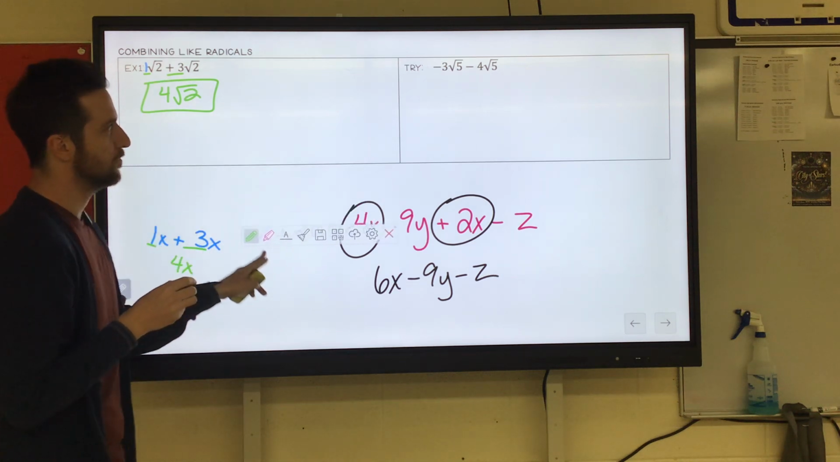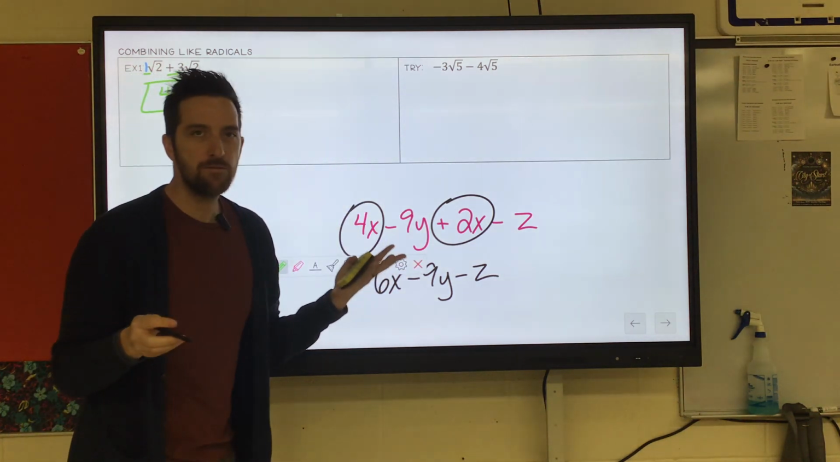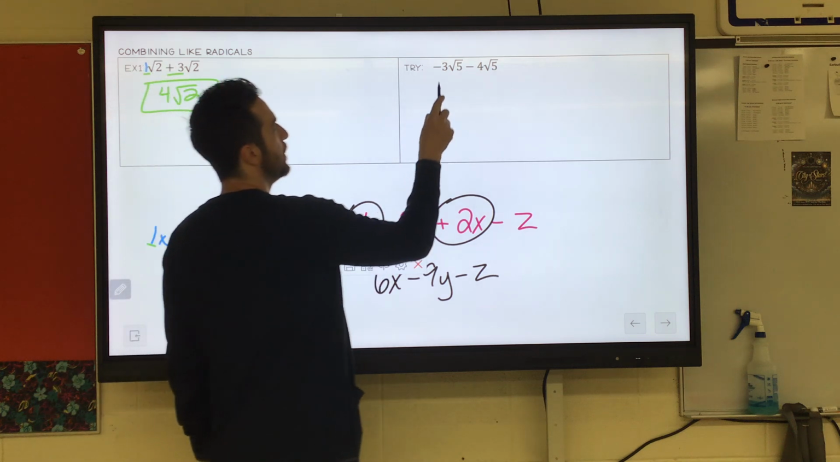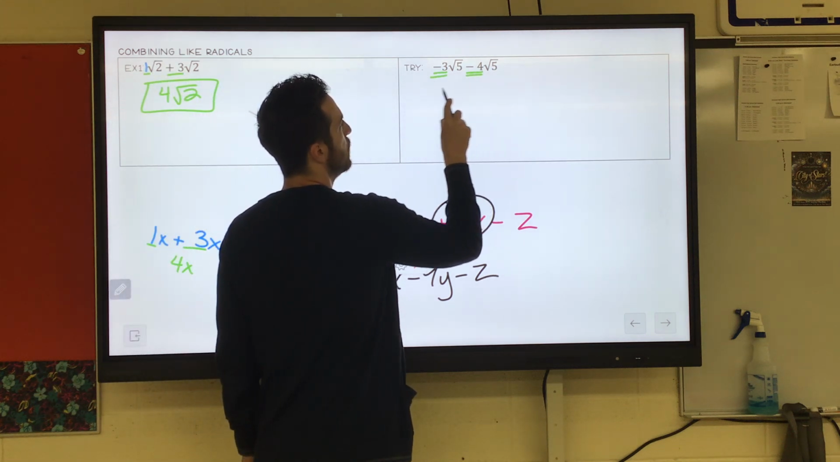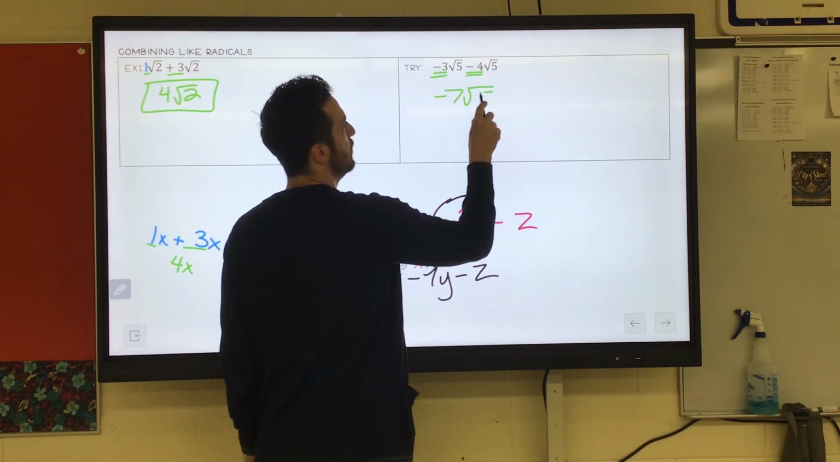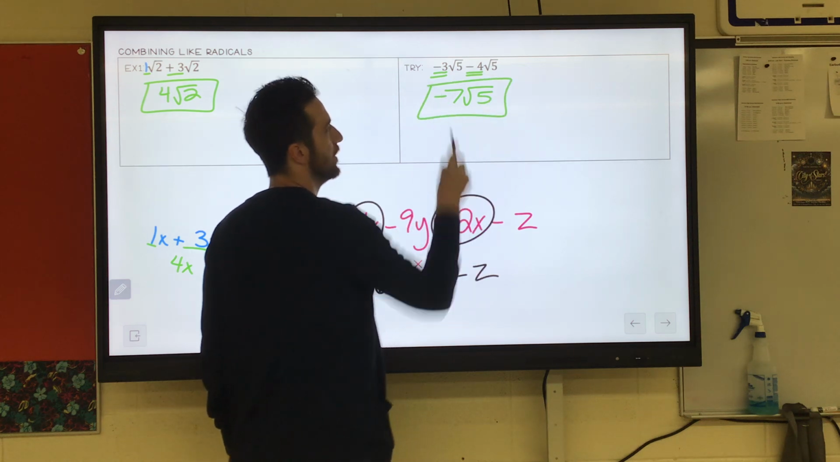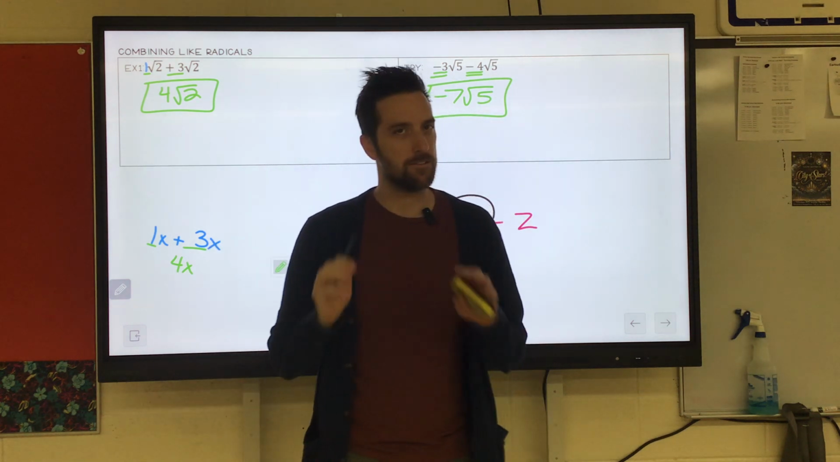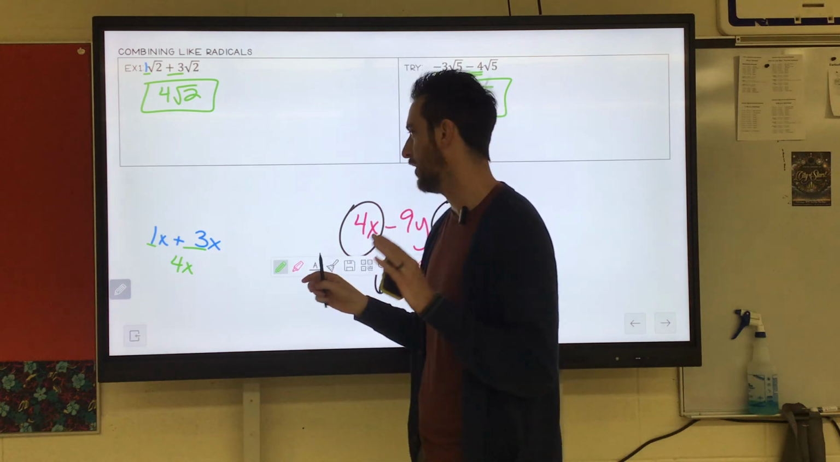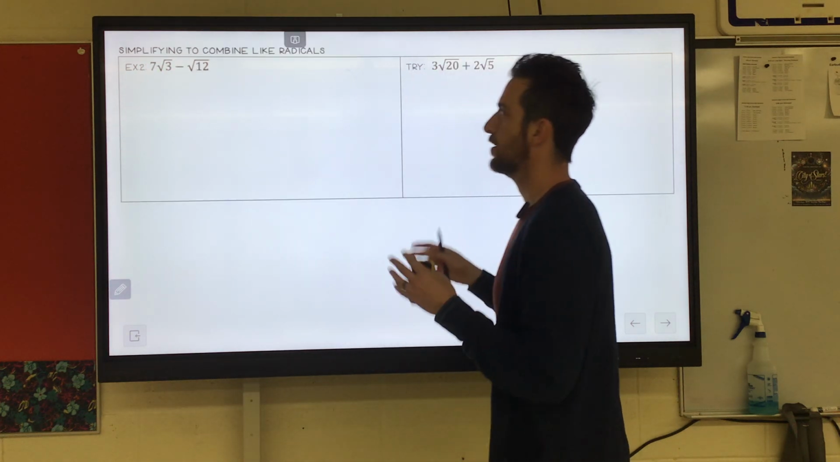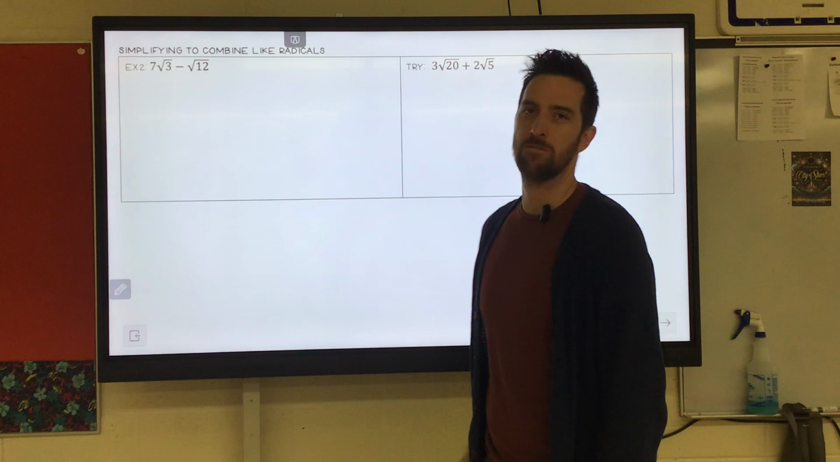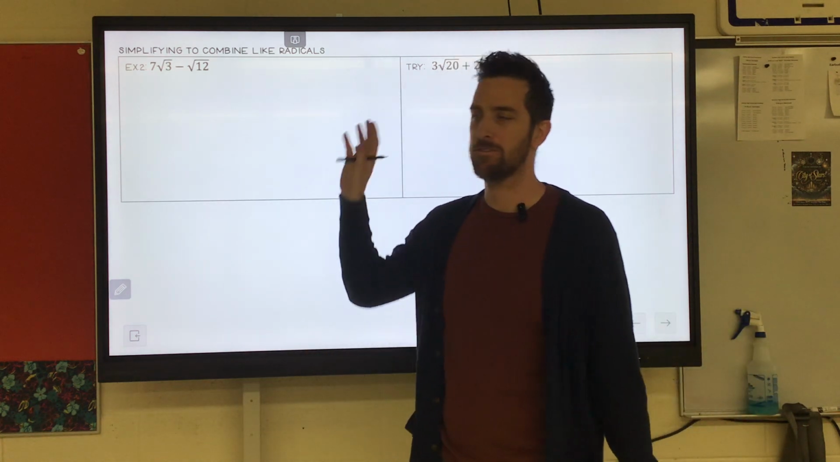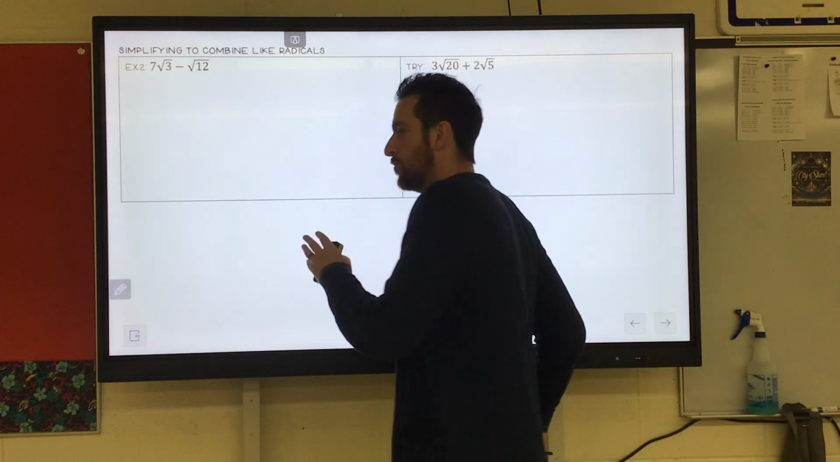Adding and subtracting, you do not change them. So 4 root 2. This one, they're both root 5. So we can combine them. Negative 3 minus 4 is negative 7, and you keep the root 5. Isn't that cute? If they're the same radical, you can add or subtract them. You look at example 2, 7 root 3 minus root 12, they're not the same. So we can't do anything, time to just move on.